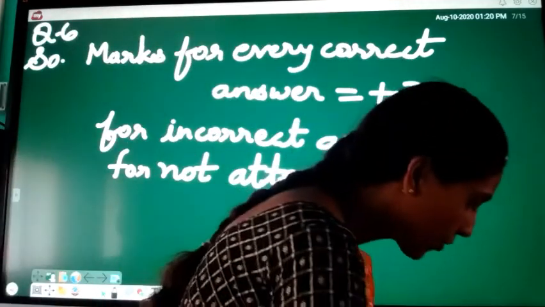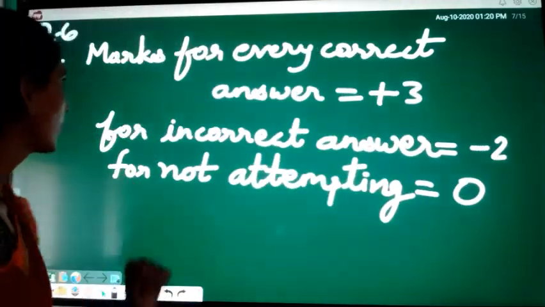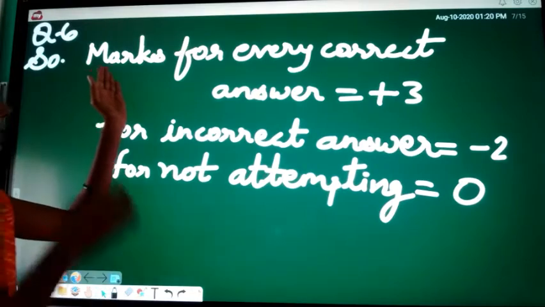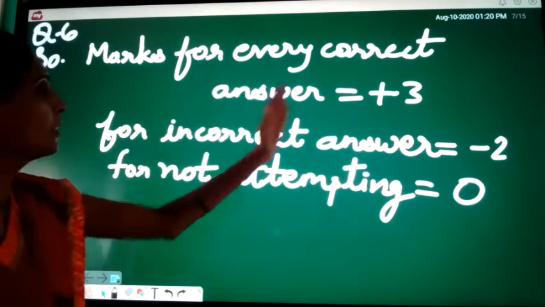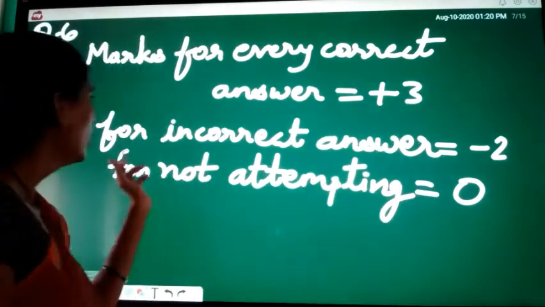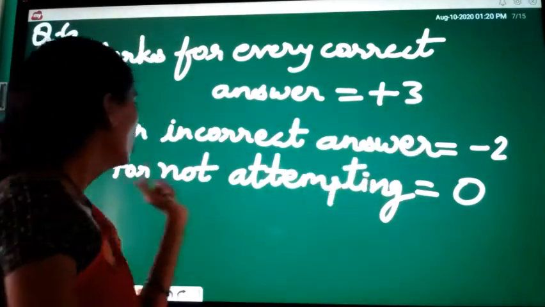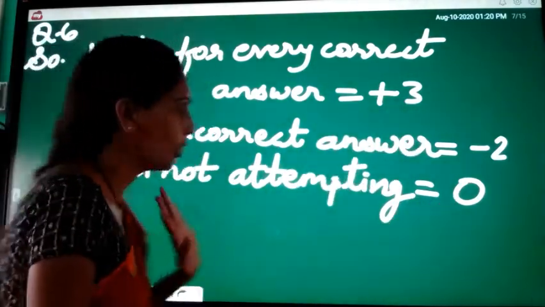First we'll solve this question. After that we'll see the next question. Okay, how many marks for every correct answer? For every correct answer the marks is plus 3. For an incorrect answer, minus 2. For not attempting the question, 0 marks.